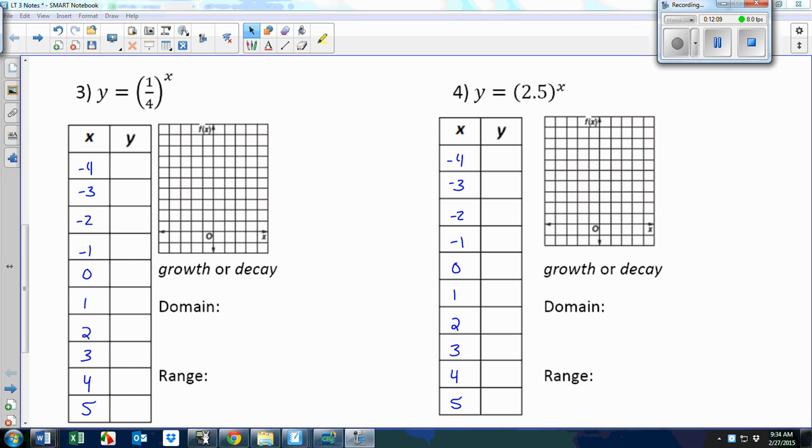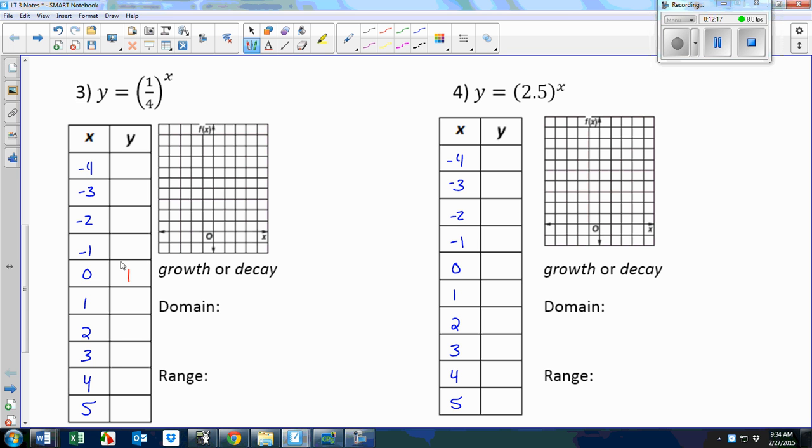All right, you've had time to do number 3, so I'm going to start working it. And I'm going to put 0 in the exponent first. So 1/4 to the 0 power is 1. 1/4 to the power of 1, when I put x value 1 in, would be 1/4. When you square the 1/4, you get 1 over 16. When you cube the 1/4, you get 1 over 4 times 4 times 4, 1 over 64.